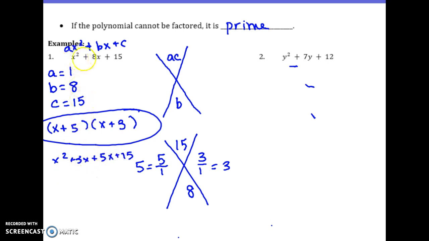And then that would be x squared plus 8x plus 15. So we kind of went backwards, all right? So we actually took this trinomial and we factored it.